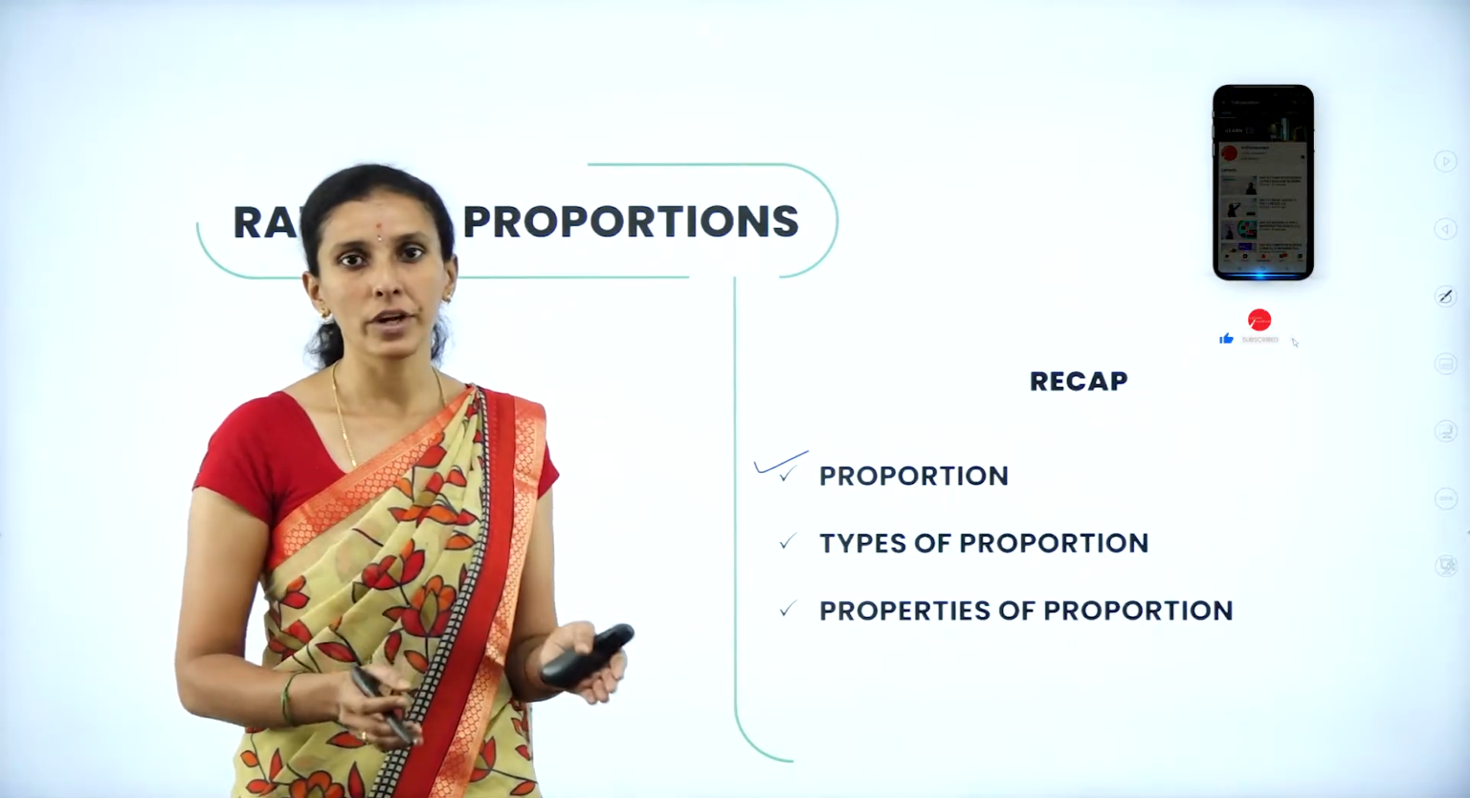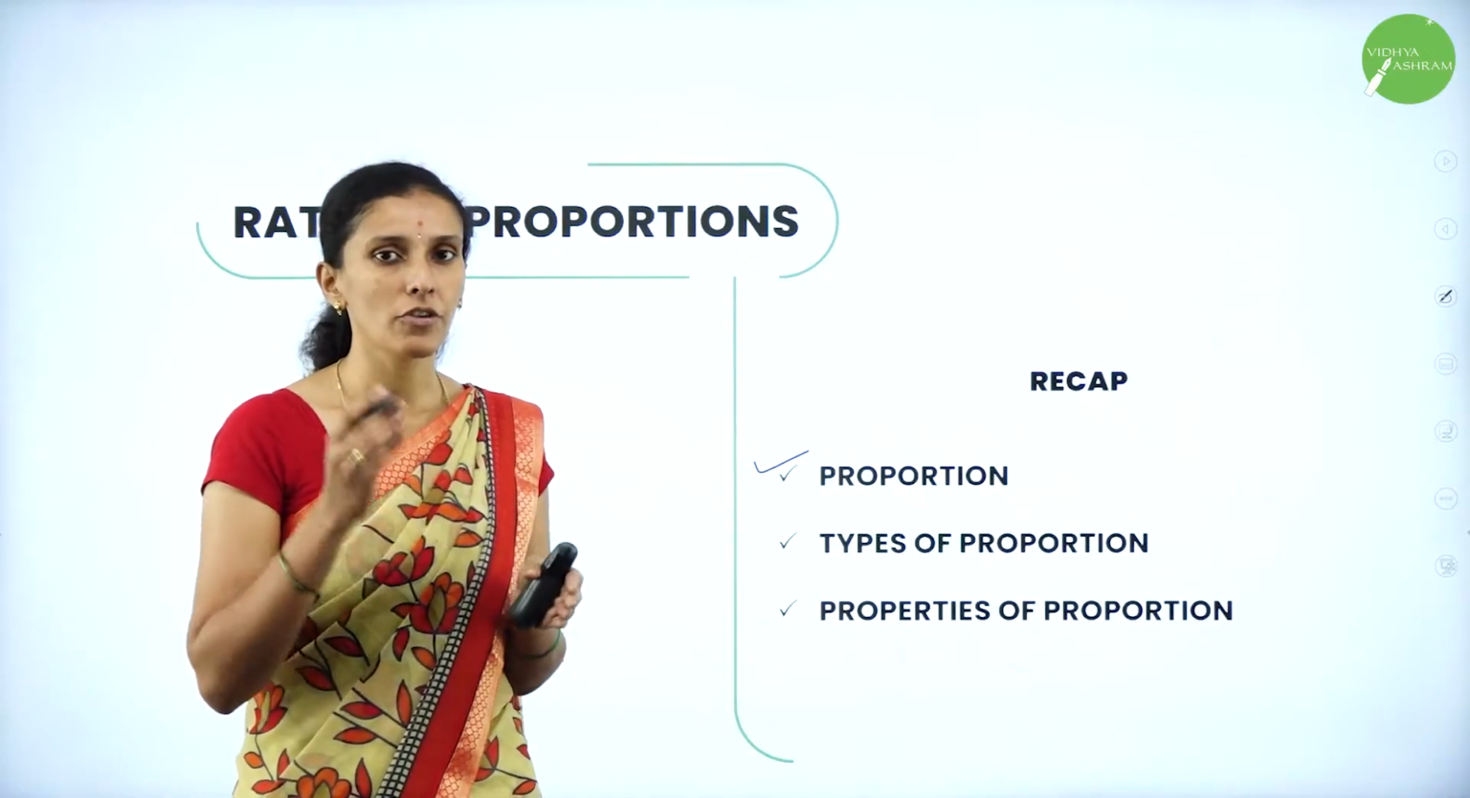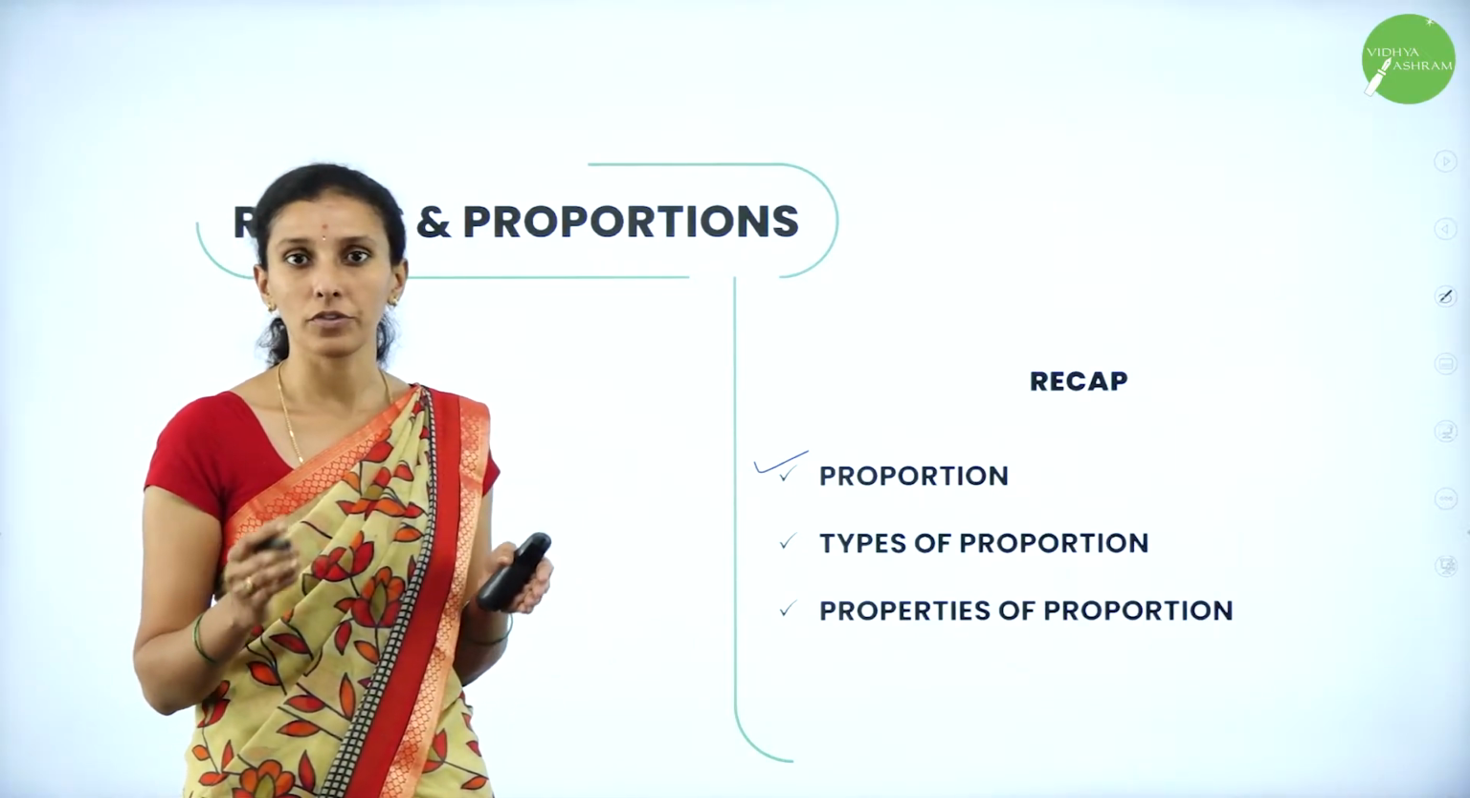In today's session, as I said in our previous session, we'll be continuing taking a few problems on proportion. In our previous session, we learned what we mean by proportion. A proportion is nothing but equality of any two ratios. How will we say any two ratios are in proportion? That is, the product of their extremes must be equal to the product of their means.